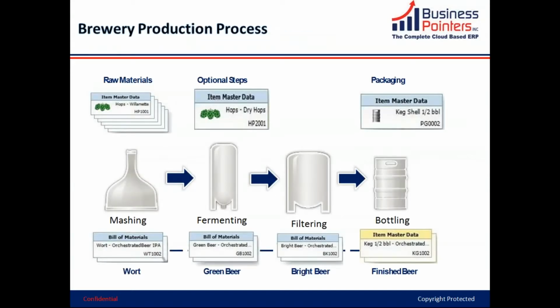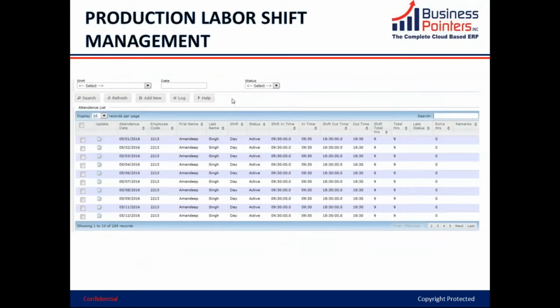So this is a brewery production process. So if you see over here, we have the raw materials that are needed for the production of the beer. Then we have optional steps, you have packaging, then different processes: mashing, fermenting, filtering, bottling. Everything can be recorded into the system in the process master.